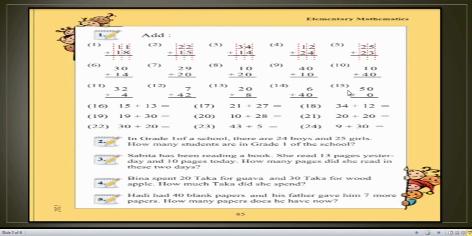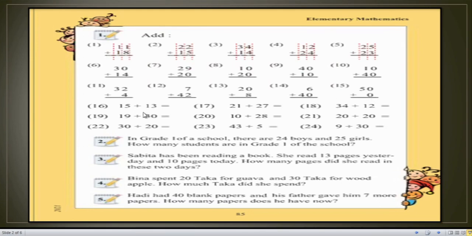If we see question number 15, we can see that on right hand side there has 2 0. So when we try to add this 2 0, the answer will be just a 0, and on our left hand side there will be a 5. So the answer of question number 15 will be just 50.